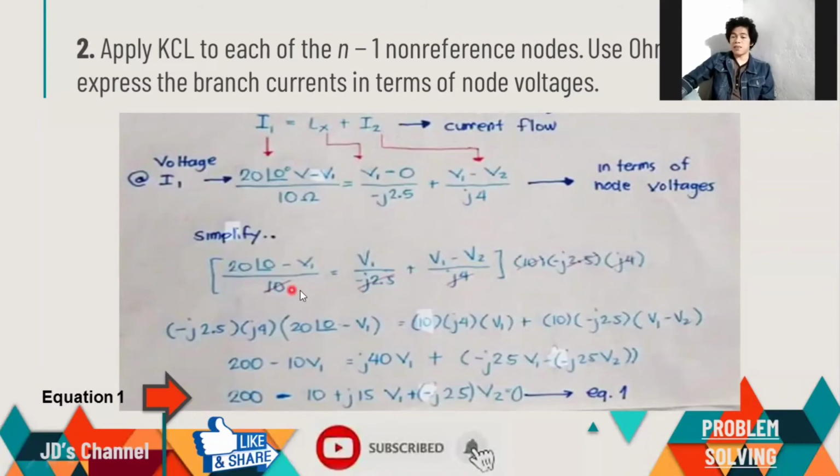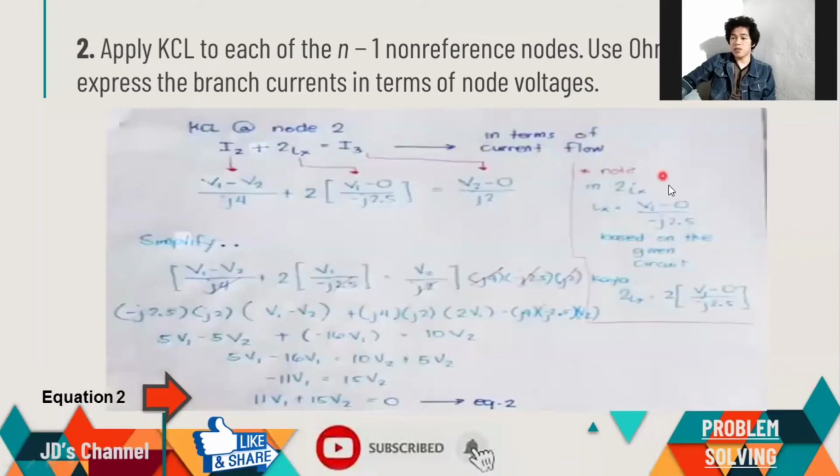We simplify, and that is not all. We simplify again using their denominators. When you simplify the last one, the answer is this. This is only equation 1: 200 minus j10 plus 200 minus j plus j15 times V sub 1 plus negative j2.5, or negative j25, V2 is equal to 0. That is our equation number 1.